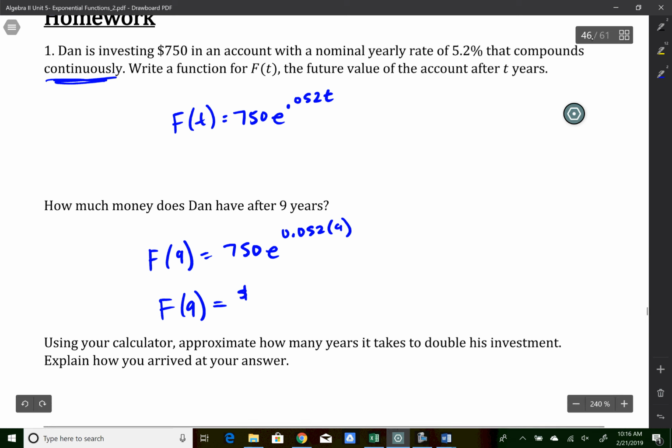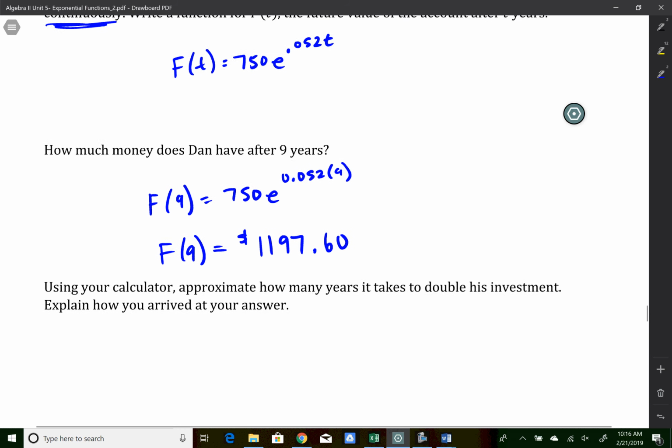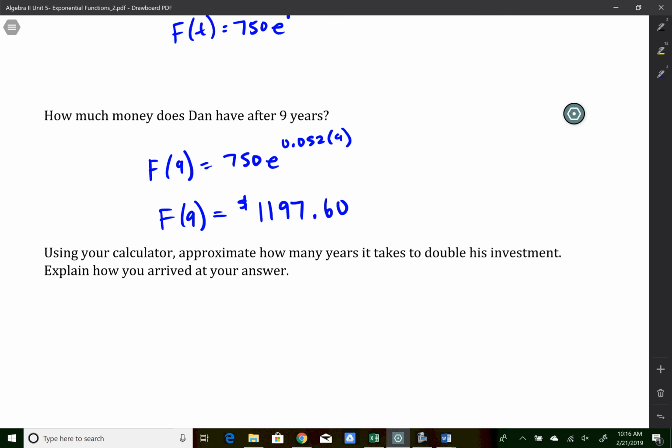Right. So we have 1197.60. Then it says, using your calculator, approximate how many years it takes for him to double his investment.